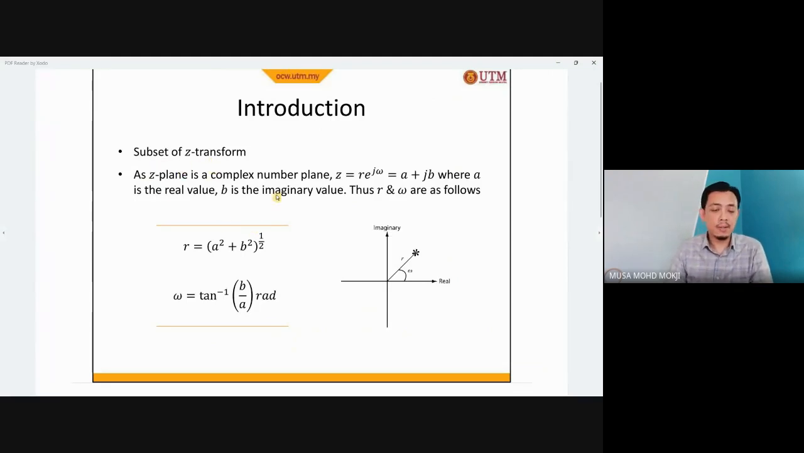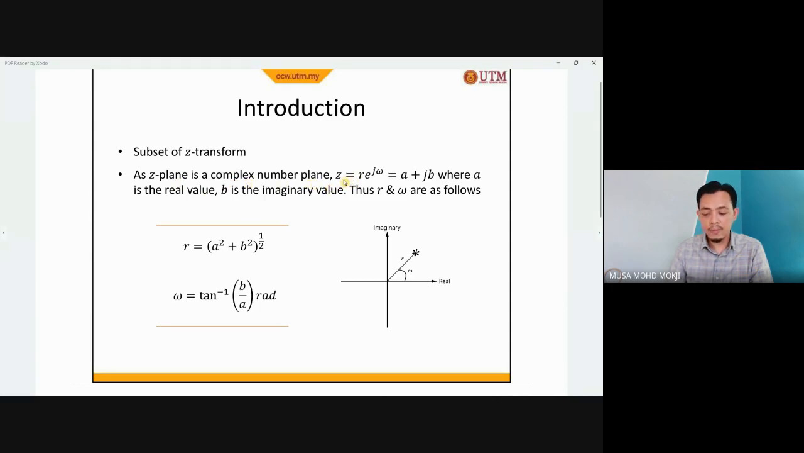And actually DTFT, or Fourier transform, is a subset of the Z transform. So we have seen the Z transform, we have seen the formula of a Z transform, and the Fourier transform is just a subset. So the formula will be almost the same. So what is a Z transform? The Z plane is a complex number.